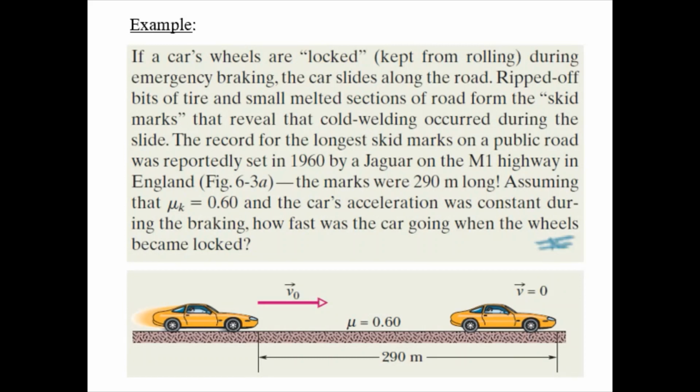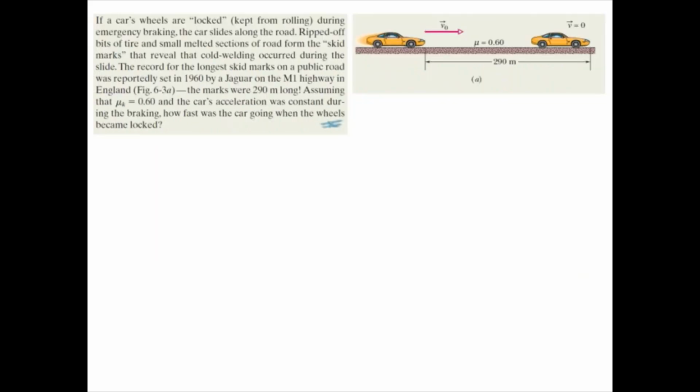We see a picture of this car moving along at some original speed v0. It slams on the brakes, it's going to decelerate. The assumption is that it takes 290 meters to come to a stop, and mu sub k is 0.6. Now I've just copied that information over, a little smaller, at the top of the slide for us to be able to refer to.